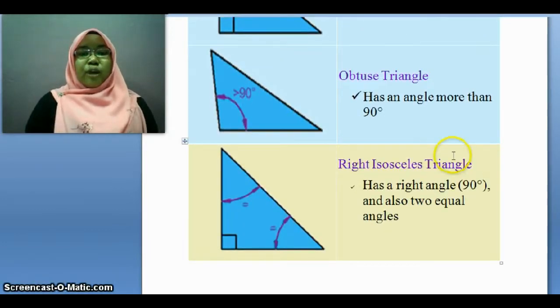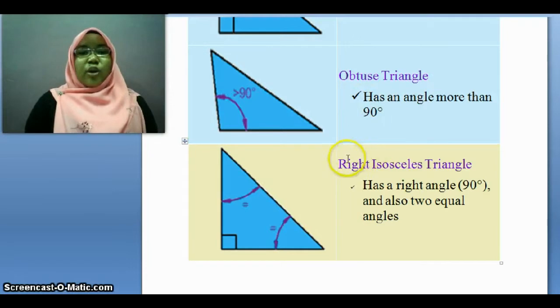Let's move to the obtuse triangle. Obtuse triangle have 3 sides, 3 angles, but one of the angles is more than 90 degrees.